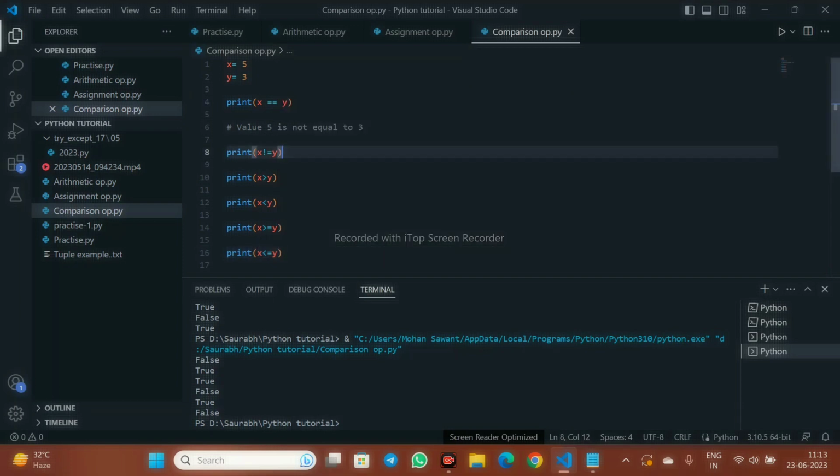So in this session we have covered arithmetic, assignment and comparison operators. I hope you like it. In our next session we will cover the remaining operators in Python, that is logical, identity, membership and bitwise operators.